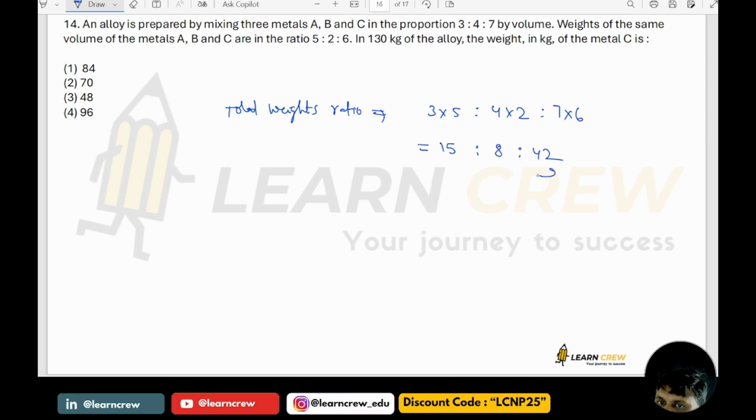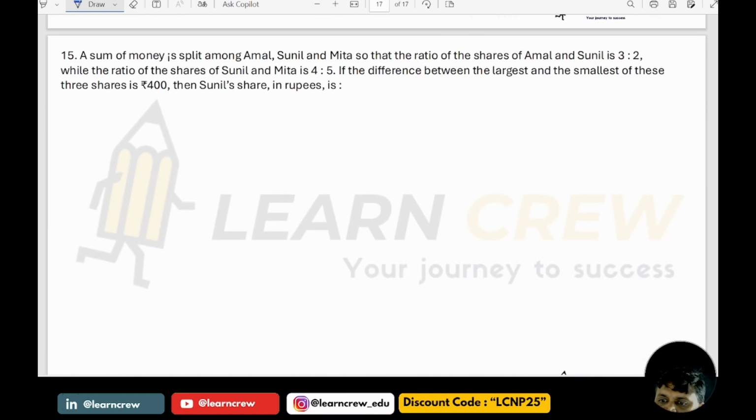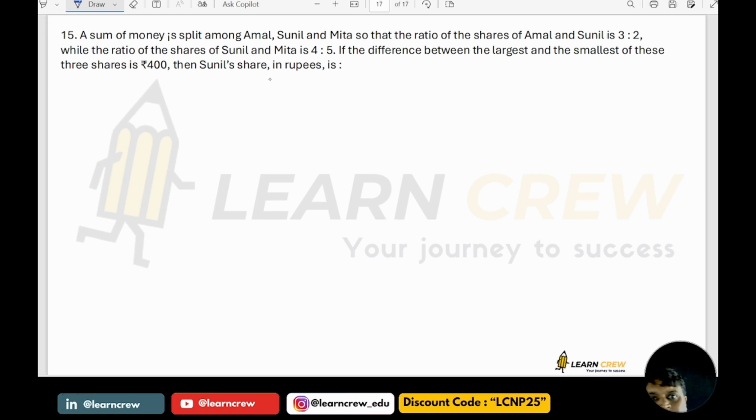The total alloy is 42 plus 8, 50 plus 15, 65 parts. The total alloy is given as 130 kg. Then find the metal C. This is A, this is B, this is C. C would be how many parts? 42 parts. If 65 parts is 130, 42 parts would be 84. So the answer is 84 kg. Option A is correct. Then the last question for today's session.